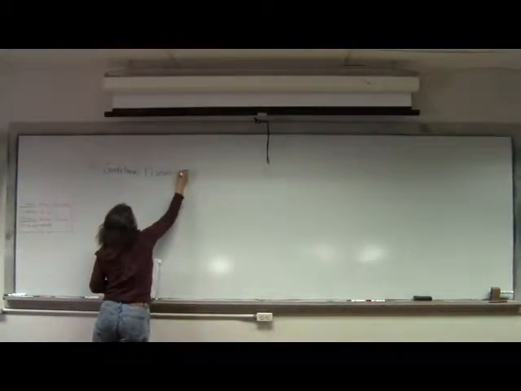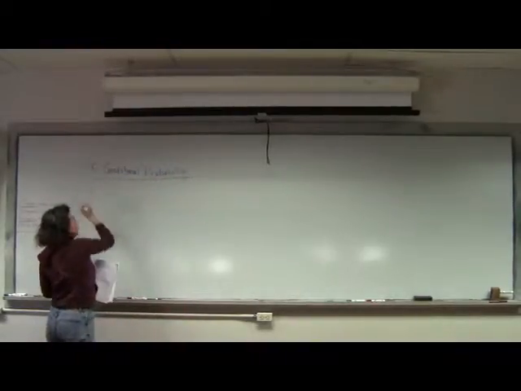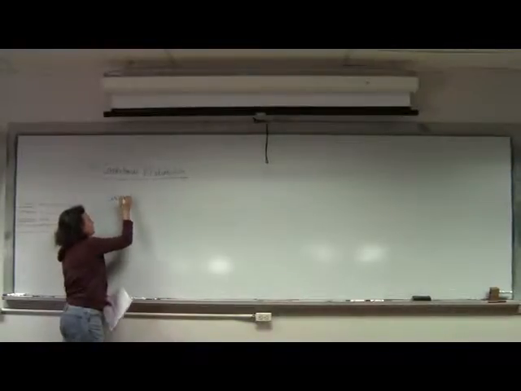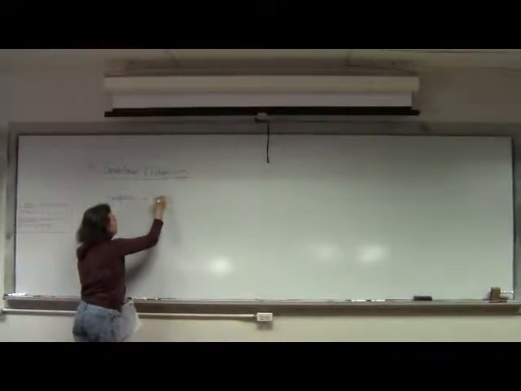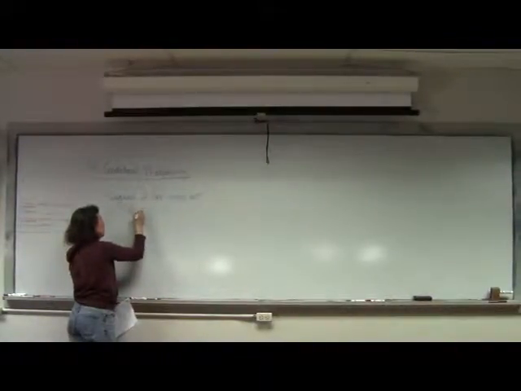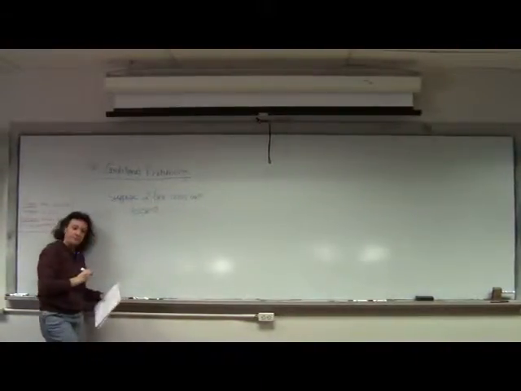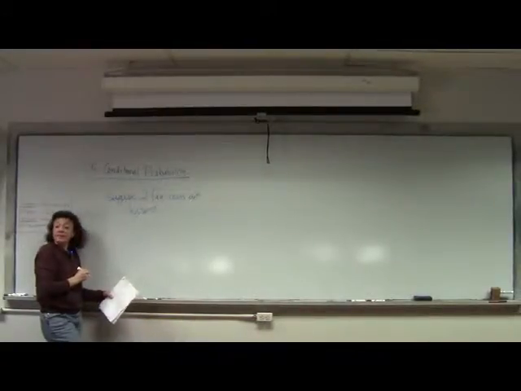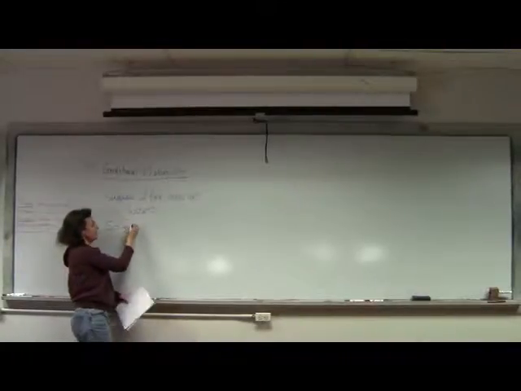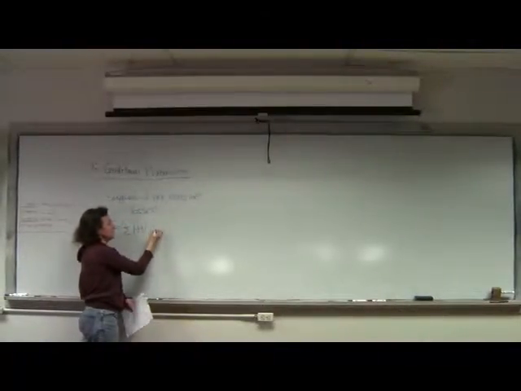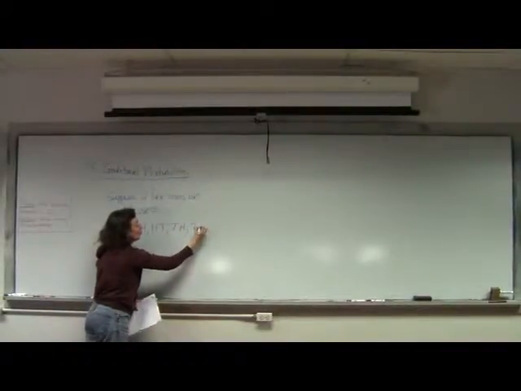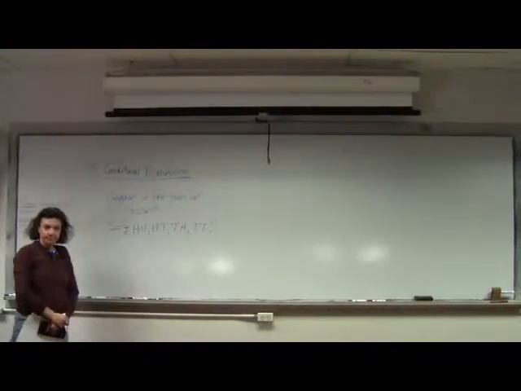All right, so let me motivate it in the following manner. Let us suppose that two fair coins are tossed. Can we find the sample space? I claim we can. Our sample space, well, we could have two heads. We could have a head and a tail. We could have a tail and a head. Or we could have two tails.